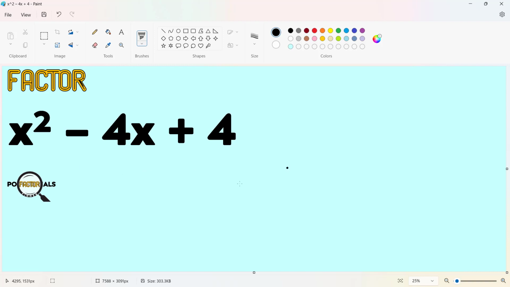A perfect square trinomial has two different conditions. The first condition is that the first term and the third term, or the last term, are perfect squares. So our first term is x squared. This is a perfect square of x. Our last term, the constant, is 4. This is a perfect square of 2. So our first condition has been met. Again, the first condition is that the first and the third term must be perfect squares.